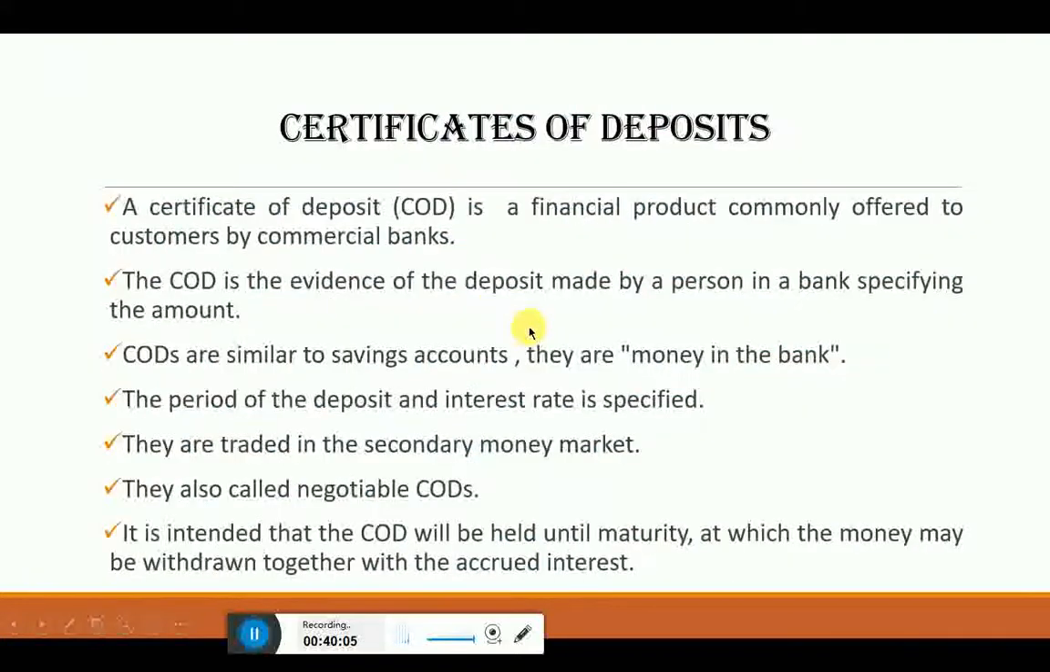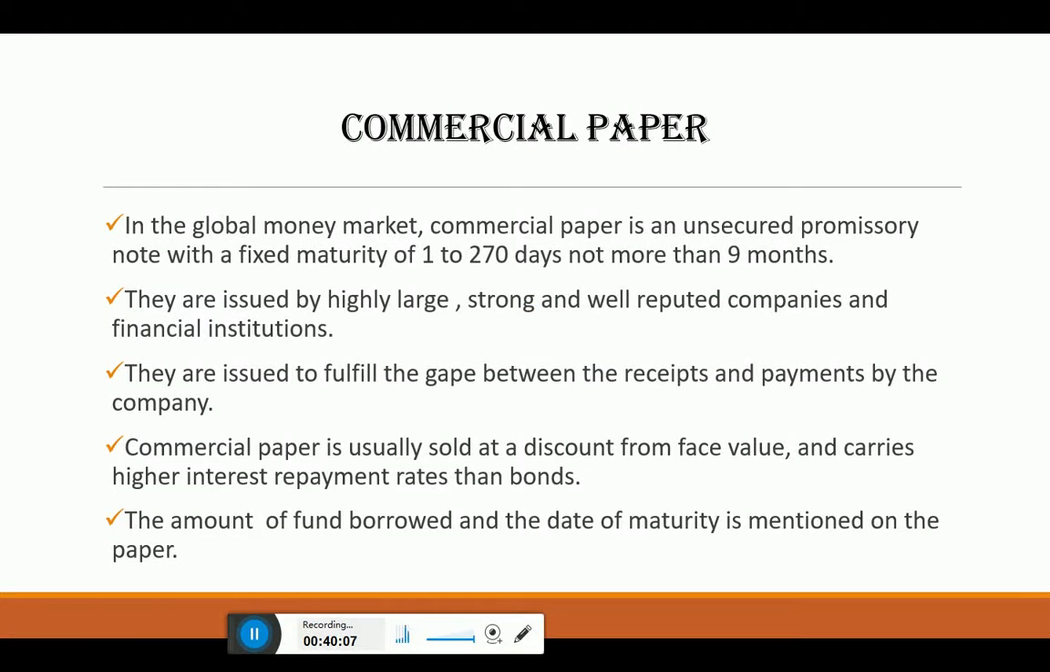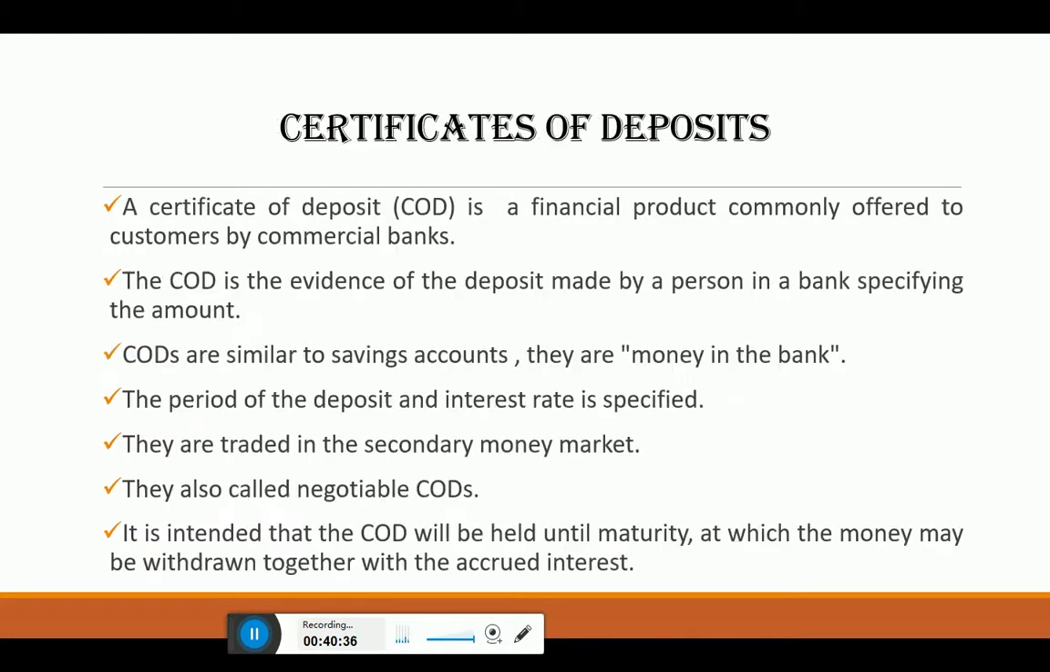Now we have commercial paper. Commercial paper does not have any specific specimen or format. It's basically the agreement between the credit buyer. For example, if you want to buy something but you don't have money, you buy that thing and instead of paying the amount, you issue a commercial paper. And that commercial paper, starting from 1 day to 270 days, we will be discussing inshallah in more detail in our upcoming lecture. Then we have certificates of deposit.